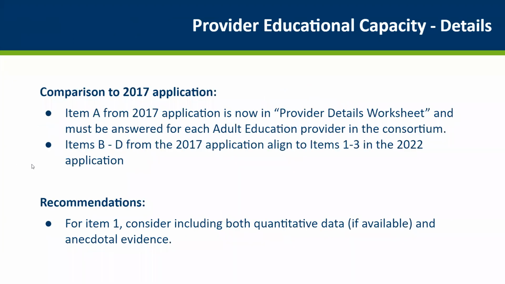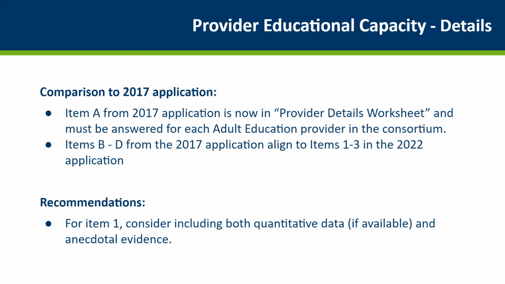Okay. Just a couple of comparison items from the 2017 application. You notice that this section is actually shorter than the 2017 application. And that is because item A from the 2017 application has now been pulled out into a separate provider details worksheet. And now this time it needs to be answered for each adult education provider within the consortium or that is included in the application. So then items B through D from the 2017 application align to items 1 through 3 in this 2022 application.